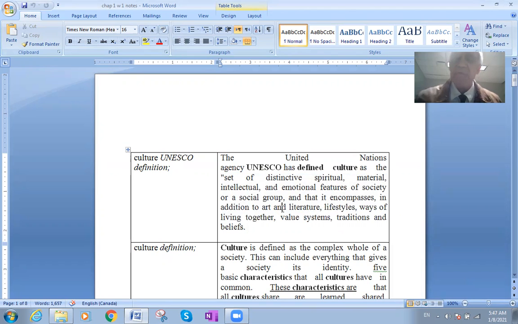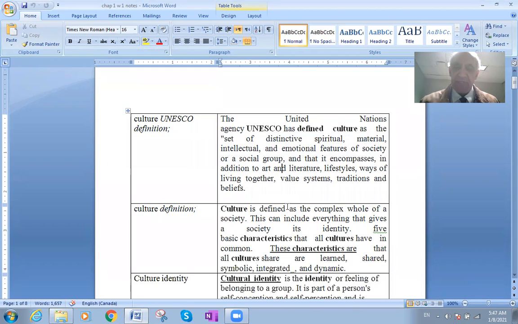One of the aspects of the culture definition is also defined as the complex whole of a society. This can include everything that gives a society its identity. So a society gets its identity from its own culture. Five basic characteristics that all cultures have. This is very important. There are five basic characteristics which all the cultures have.